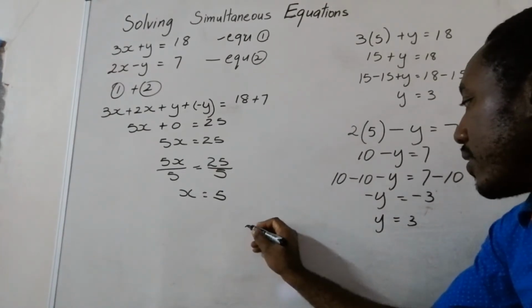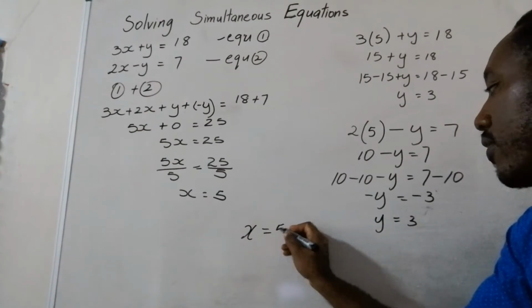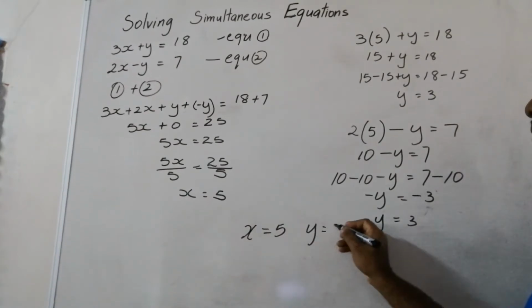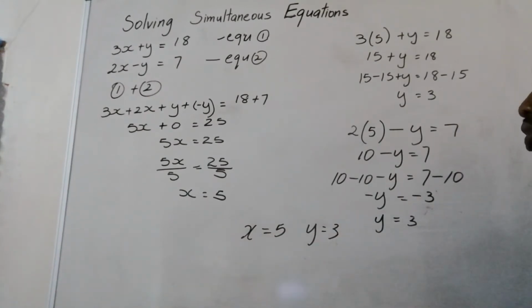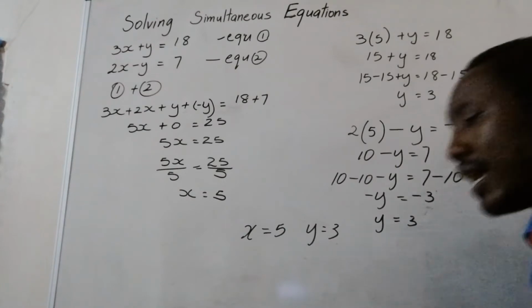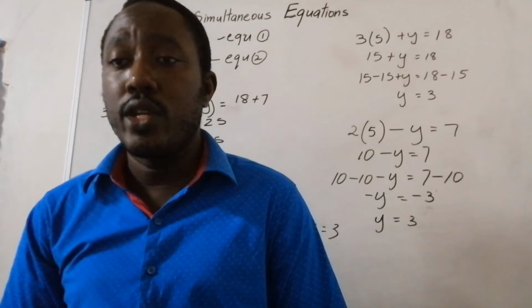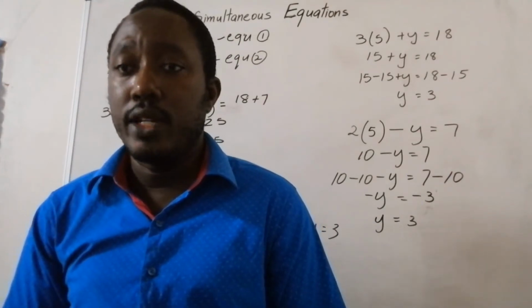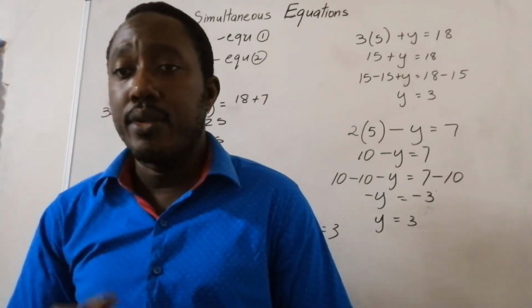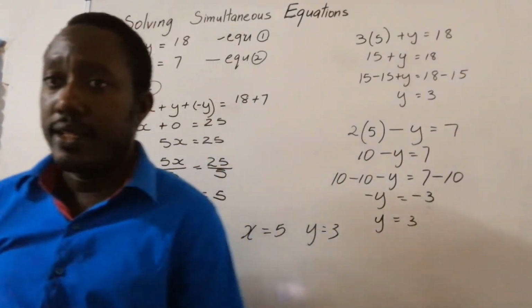So our answer is x is equal to 5 and y is equal to 3. So we have our answer. So that is how we go about solving simultaneous equations, the elimination method. We will do a few more examples to help you to get better at it.